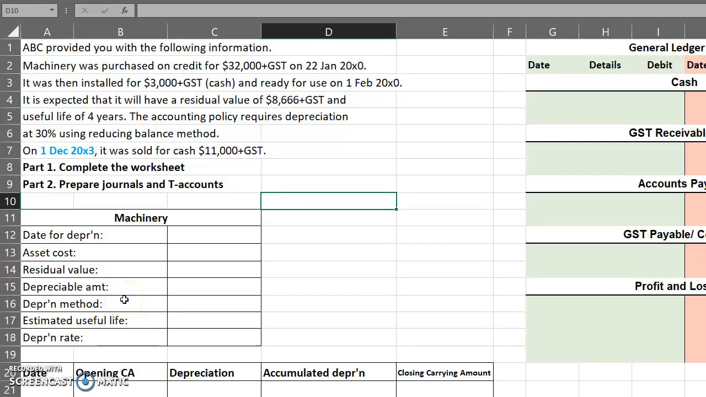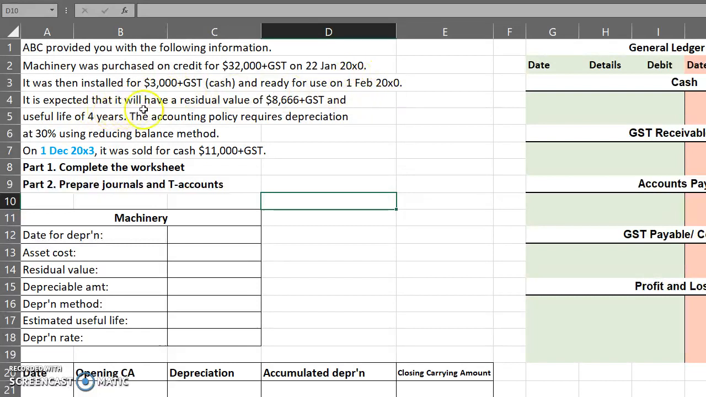We're talking about non-current assets, depreciation, and disposal. Here is the question. The company, let's say ABC, provided you with the following information. Machinery was bought on credit for that much, 22nd of January 2000. Later on, it was installed on the 1st of February.